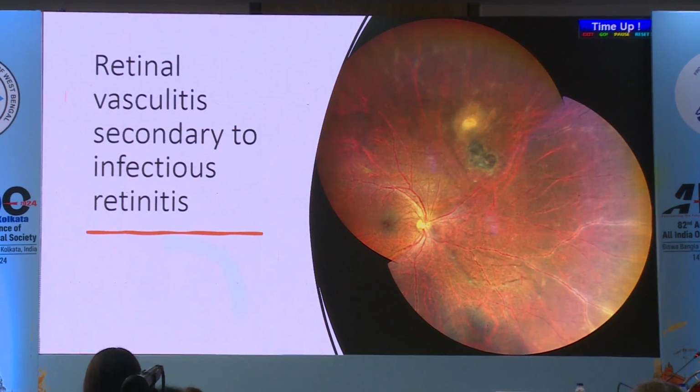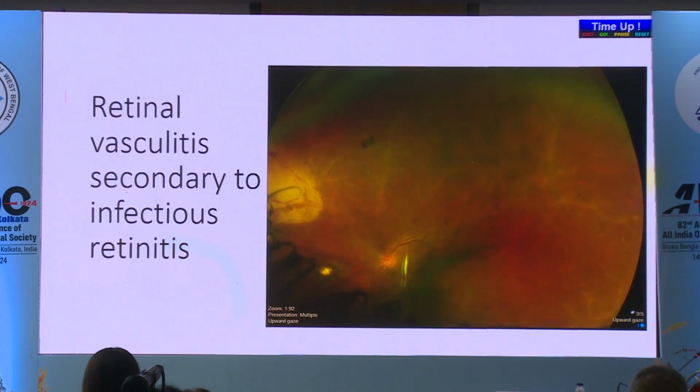These are secondary vasculitis to infectious retinitis. This is toxoplasma seen here. You can see this one happening. You just treat the toxoplasma, and it goes away completely. This is secondary to acute retinal necrosis. You see the tongue-shaped extension of the acute retinal necrosis here.